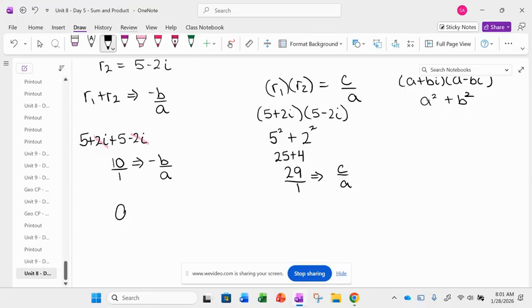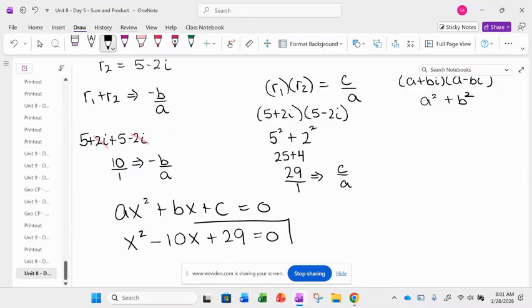So now we're going to write out ax squared plus bx plus c equals 0. So our a is 1. Now negative b is 10. If negative b is 10, what's positive b? Negative 10. Plus c is 29. And there is our quadratic equation.